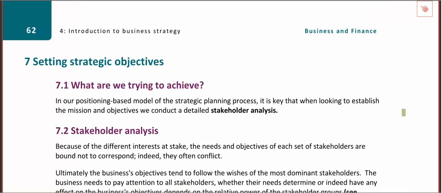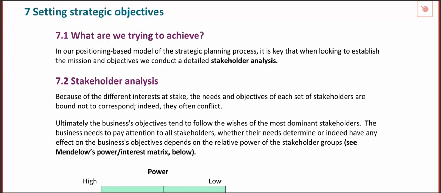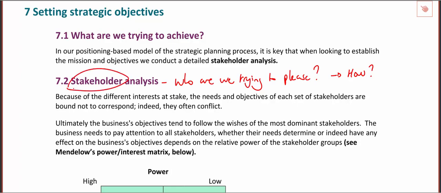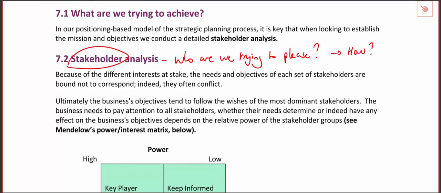Now, in terms of what strategies we can actually choose, or which strategic objectives we're going to use, we really need to think about what we're trying to do. So really, who am I trying to please is a nice way to think about it. Who are we trying to please? And not only who are we trying to please, but also how am I going to do that? Okay, so this is going to bring in our stakeholder analysis. So we've spoken about stakeholders a few times before, so hopefully we're quite familiar with what that means.